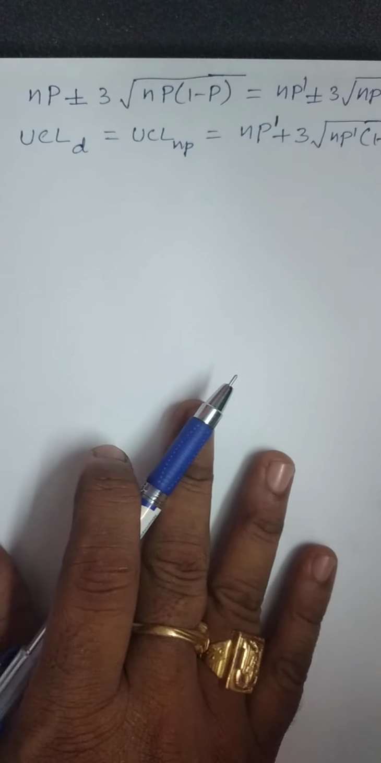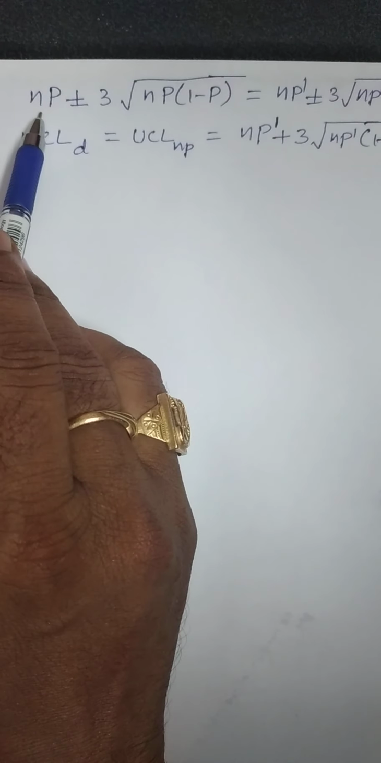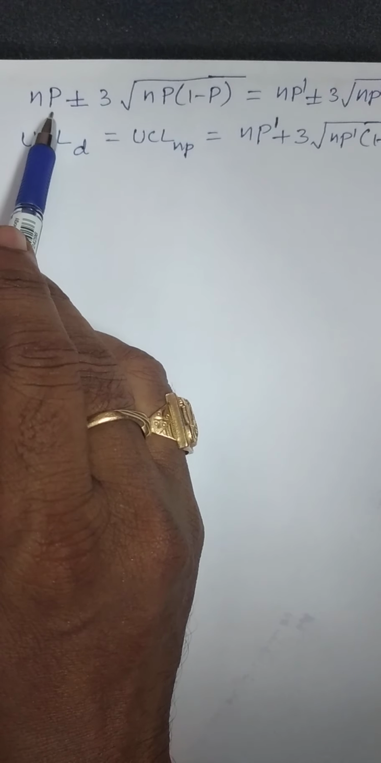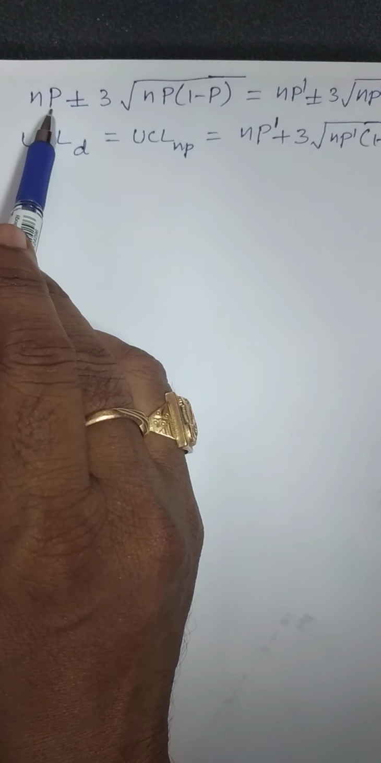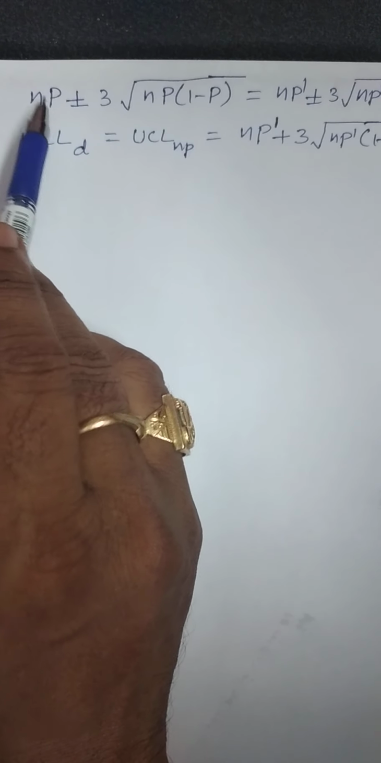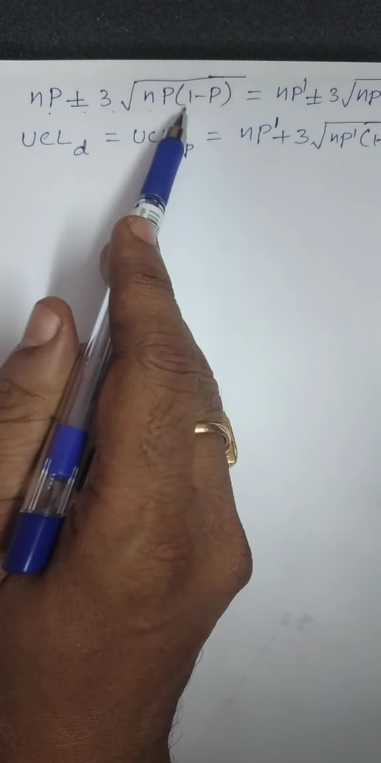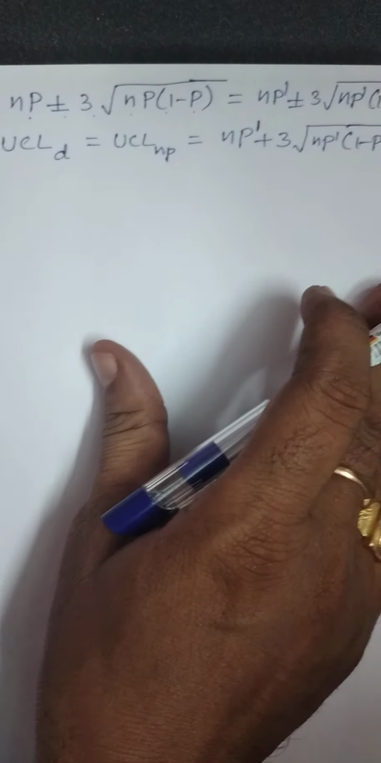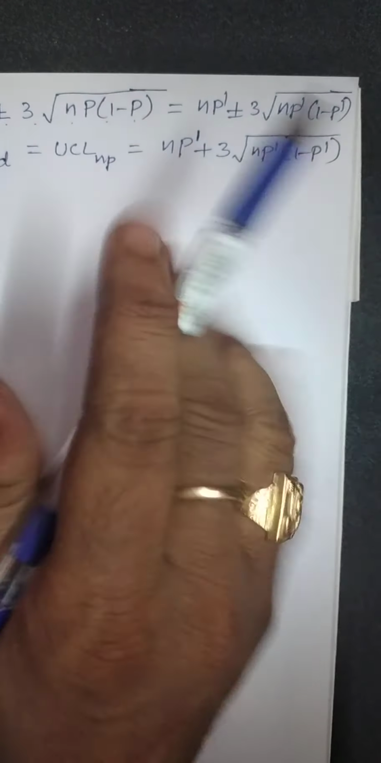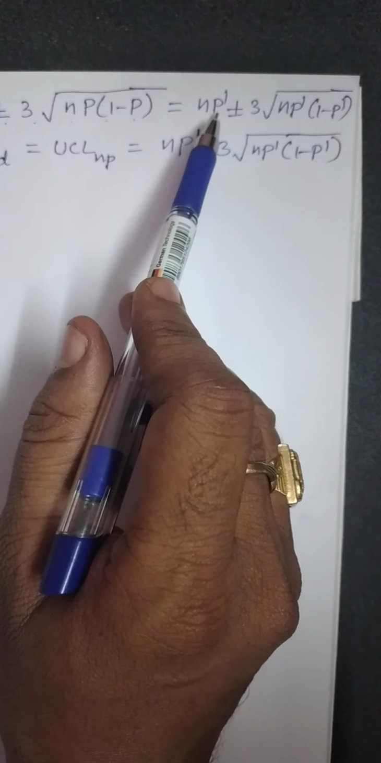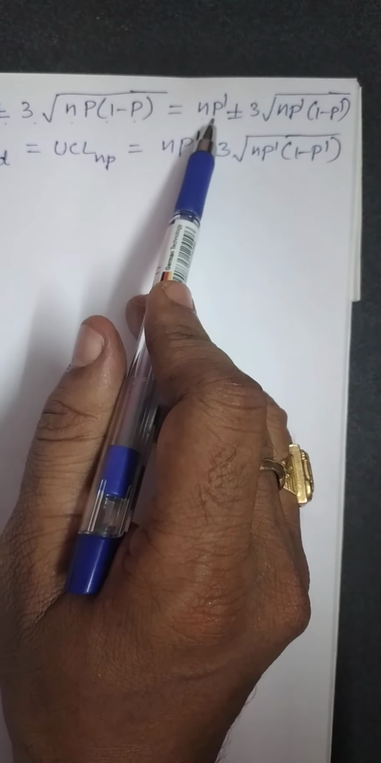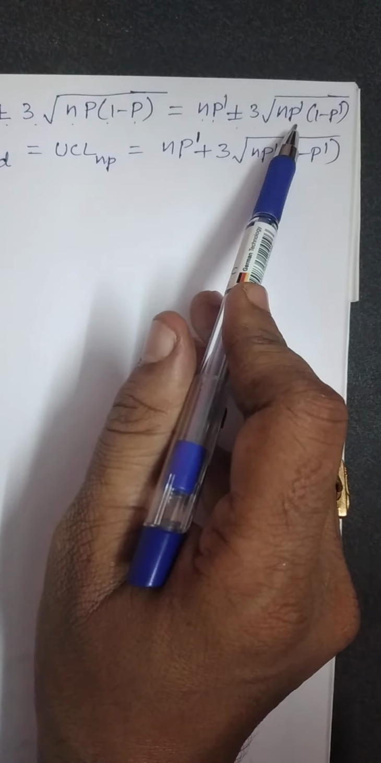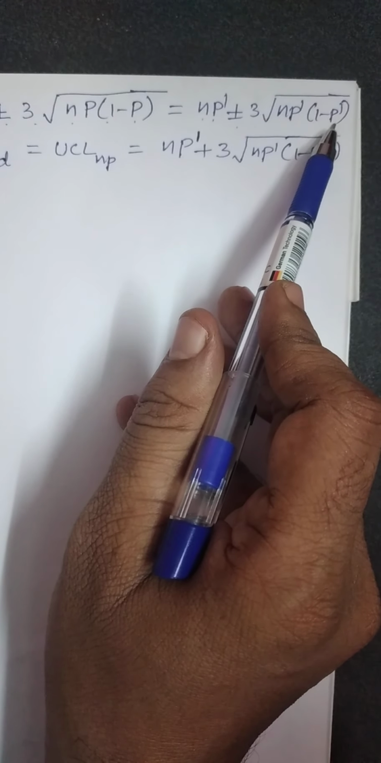I repeat again, you see the 3 sigma control limits in the case where the standards are known: the 3 sigma control limits for D chart are calculated by NP plus or minus 3 into square root of NP into 1 minus P. For a specified value of P with P dash, which is NP dash plus or minus 3 into square root of NP dash into 1 minus P dash.